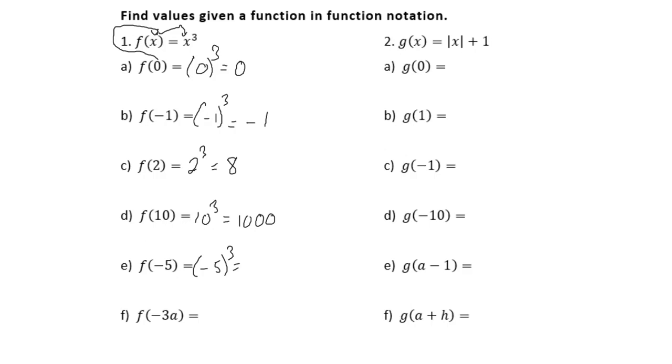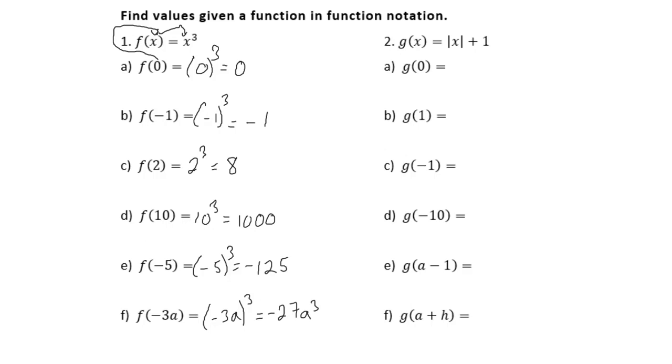Negative times negative times negative is negative. 5 times 5 times 5 is 125. And -3 to the third. Negative, negative, negative is -27. A is a to the third.